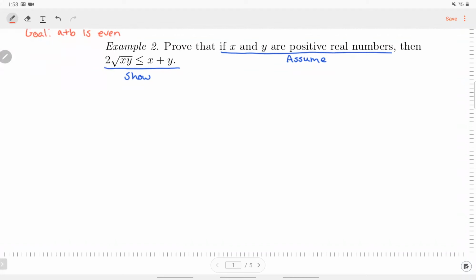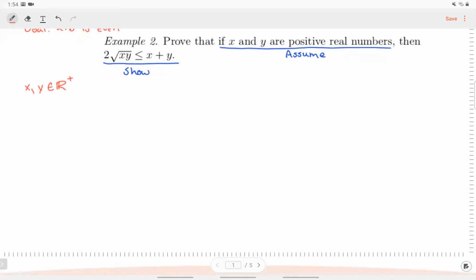All right. So I'm assuming x and y are positive real numbers. Well, there's not much to work with there, right? So we look at that and go, I don't have definitions to fall on. I don't have a special form to write those in. So how do I get this inequality? That's when we go down to our goal and try to work backwards. So our goal is 2 square root of xy is less than or equal to x plus y.